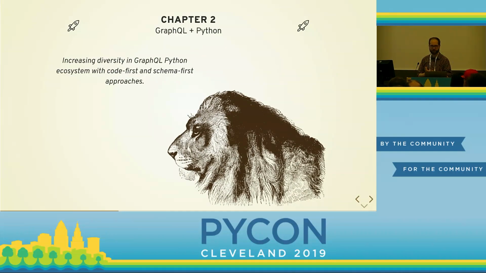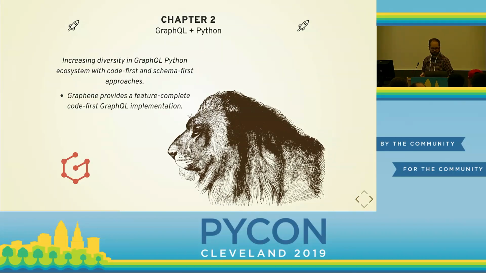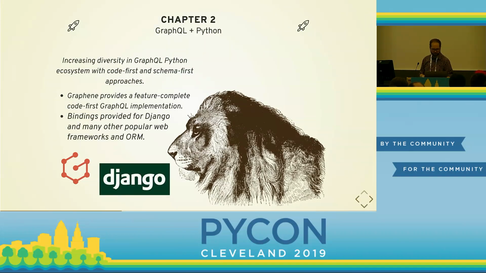So now let's actually get to the Python part of this. This was just a surface level GraphQL explanation that we went through. There's increasing diversity in the GraphQL Python ecosystem. There are both code first and schema first approaches, like I mentioned. Graphene is a code first implementation of GraphQL, and it's one of the most established ones. So that's what we'll be using today. There are also bindings for Django and pretty much any other popular framework like SQLAlchemy you could think of. So we'll be using Graphene Django bindings as well.